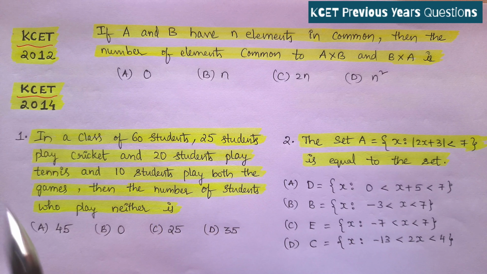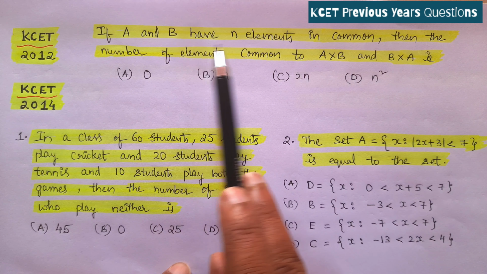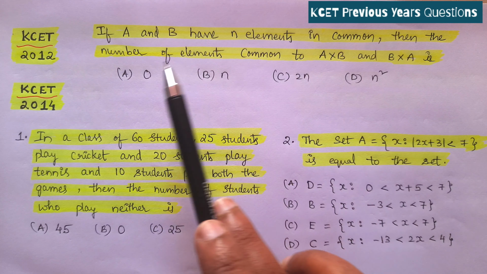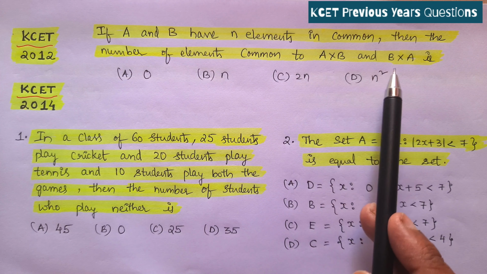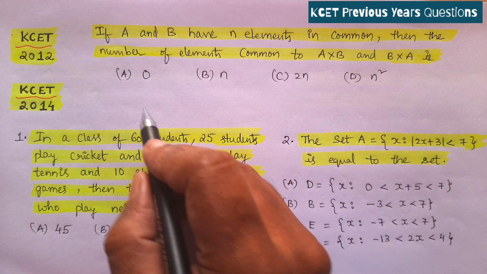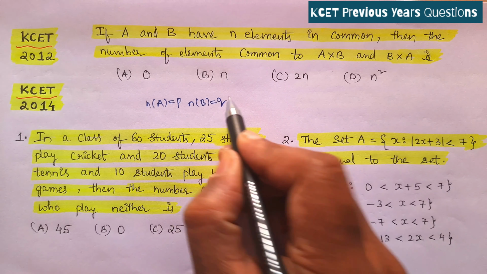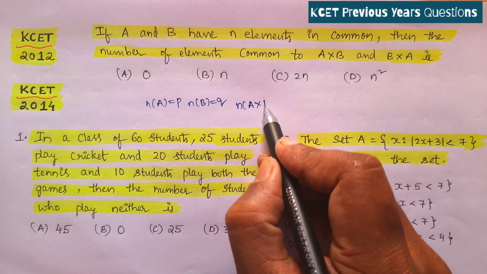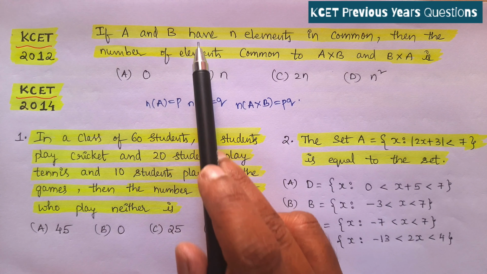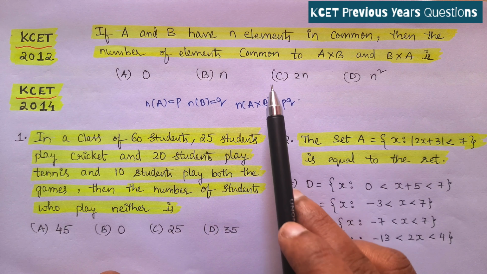So the question from 2012 is: if A and B have n elements in common, then the number of elements common to A cross B and B cross A. So very easy. For example, n of A is equal to P, n of B is equal to Q, then the formula for n of A cross B will be P into Q. But as they said A and B have n elements in common, then n of A cross B will become n square.